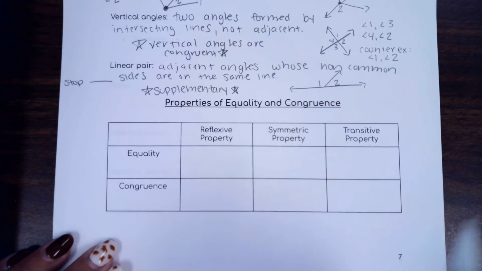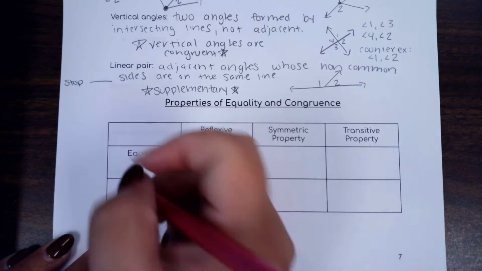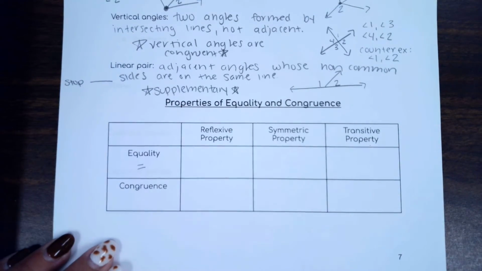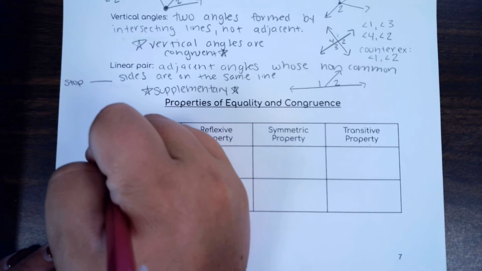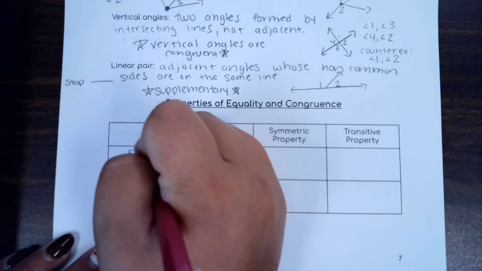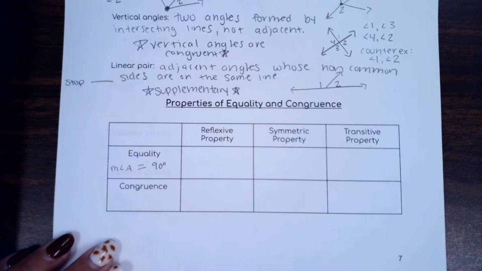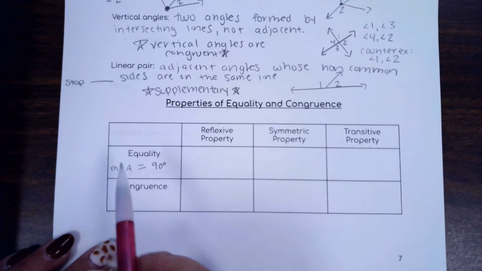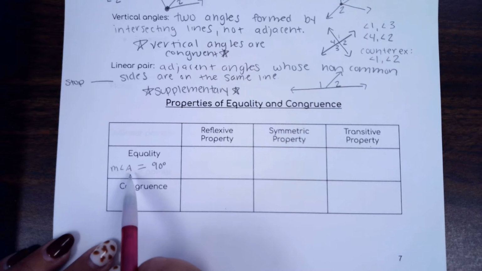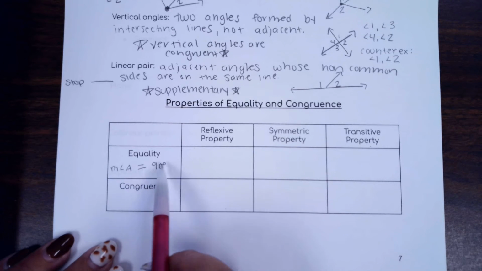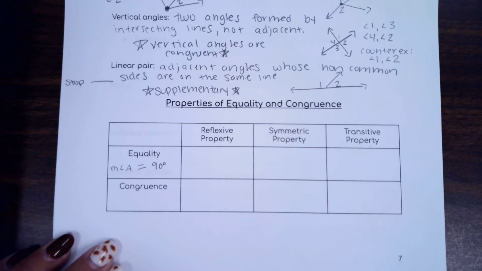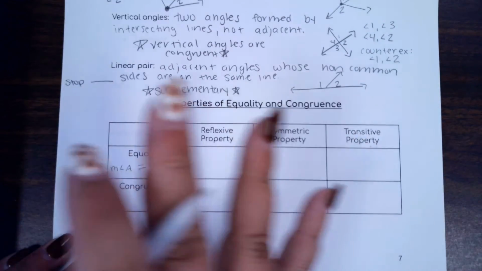So first I want to address the difference between equality and congruence. When we talk about math symbols, equality will be an equal sign. So we could say something like the measure of angle A equals 90 degrees. When we're talking equality and we're talking angles, we're talking the measure, so the number of degrees that an angle is. If we're talking congruence, we're talking the actual angles. So we don't need the angle measures.